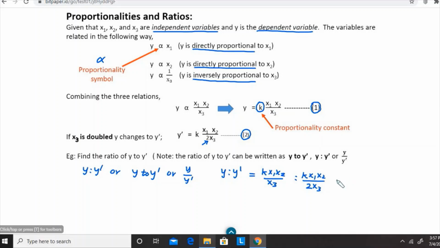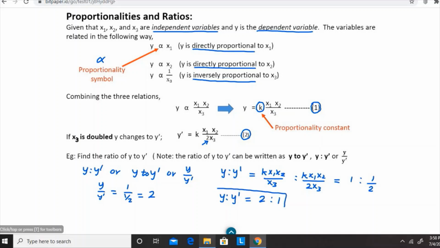If I simplify it further, removing the common terms, I will have 1 over 1/2 like that. So that means y over y prime can be written as 1 over 1/2. So in other words, it's like 2. So finally, I can write the ratio between y and y prime as 2 to 1.